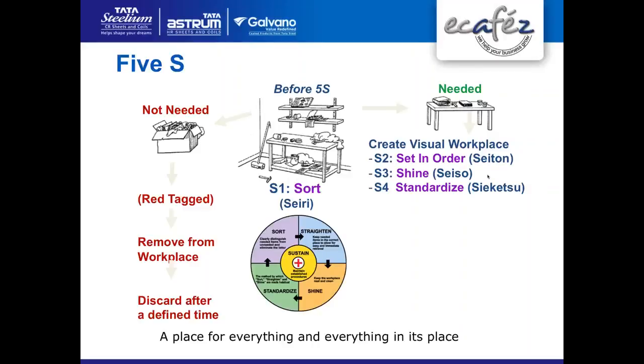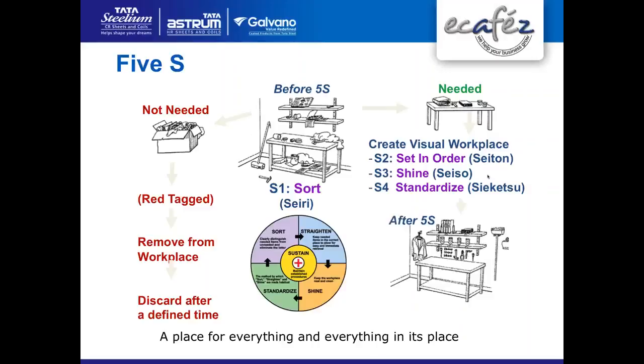The first three, S1, S2, and S3, are daily practice activities. The fourth S is standardize, making the rules for 5S. This is an intellectual activity which has to be done. And the fifth S is creating a culture of 5S. Just see before and after 5S: the same items, how they were kept in the before condition, and now organized in a systematic way so that anybody can pick them up whenever needed. This is the 5S which needs to be practiced in the company.